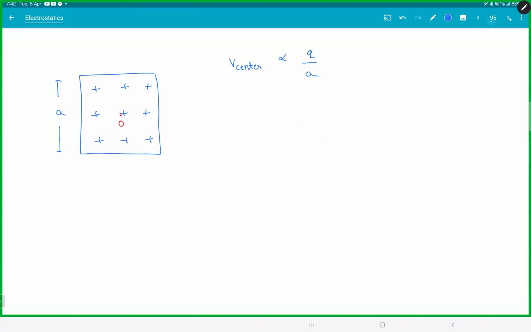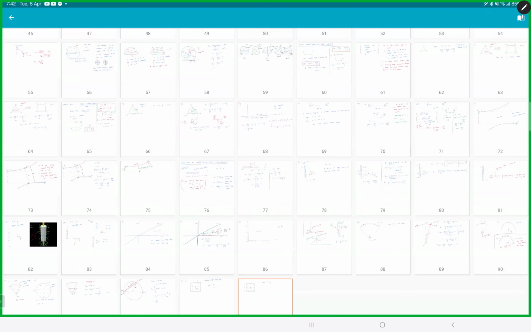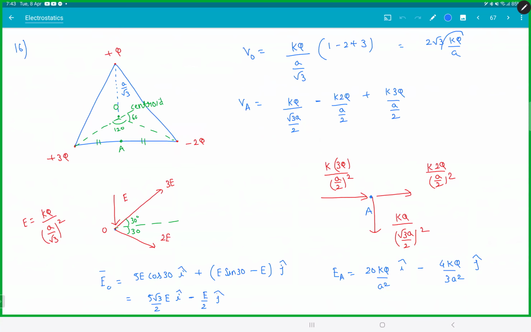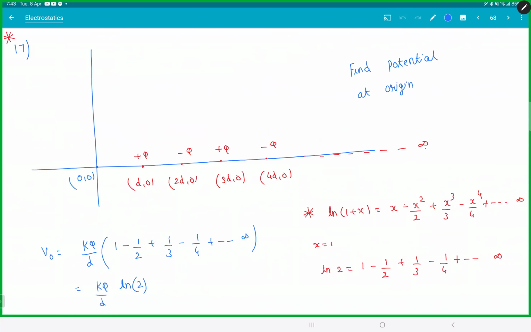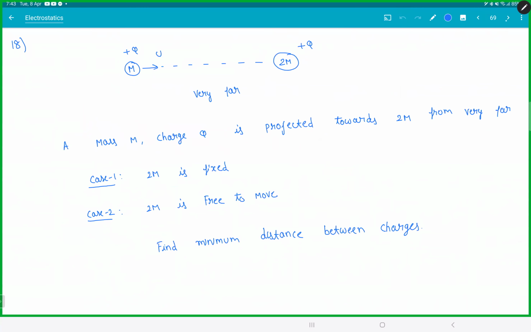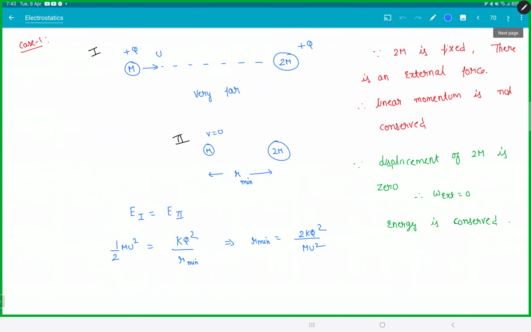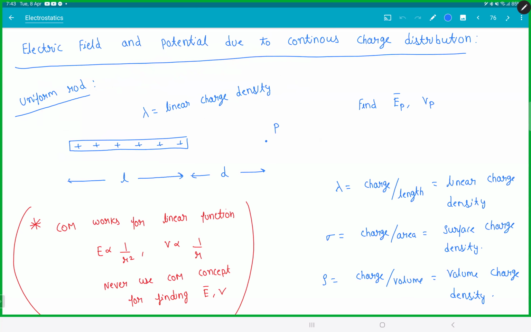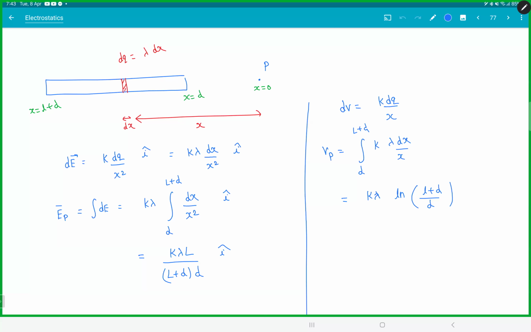For example, look. In all the questions we did, if you observe, see what we got for the potential here. Kq by a, some constant. Look at this question. Kq by a, some constant. No matter which question you take, the dimensions must match. It should be kq by a into some constant. If you look at this question also, the rod, lambda is charge by length. So that is also kq by a, some constant.